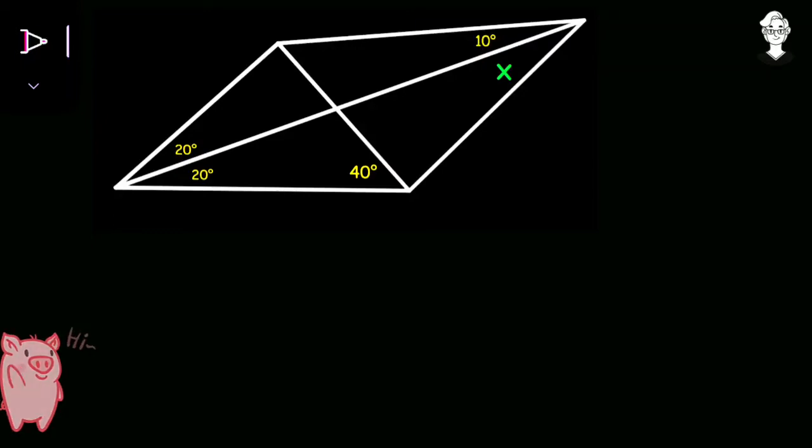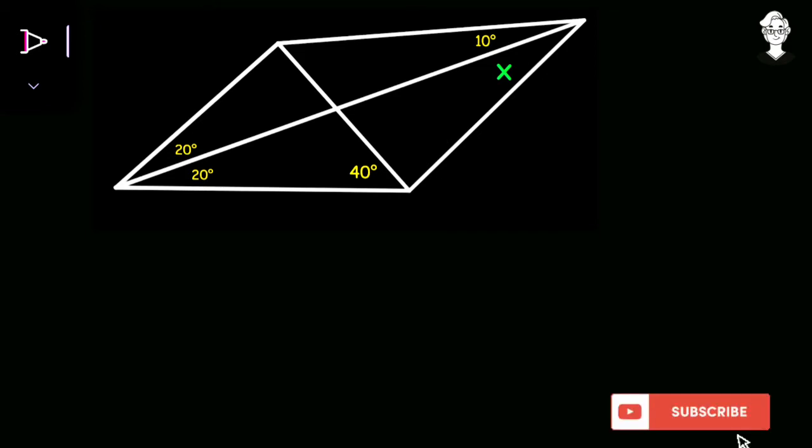So today we have a spicy geometry question. The question data is very clear. There's a normal quadrilateral, nothing is specified about this quadrilateral. The diagonals are joined in such a way that the angles are formed as 20 degree, 20 degree, 40 degree, 10 degree, and one of the angles is x, and that's what we have to find.